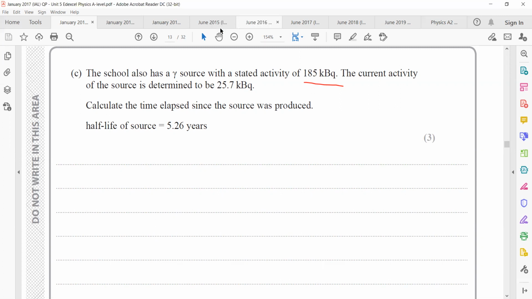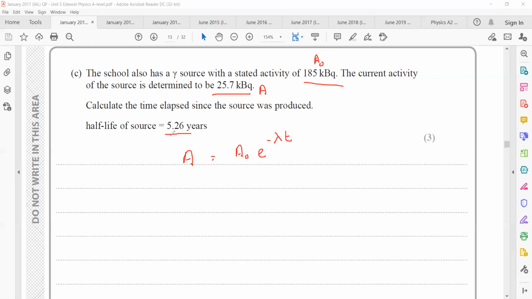So in the question, we have the original activity, that is A naught, and the activity after a certain time, that is A. Calculate the time elapsed since the source was produced, and the half-life is 5.26 years. Look, we have the formula A equals A naught e raised to the power minus lambda t.